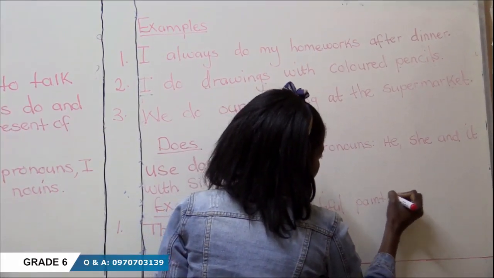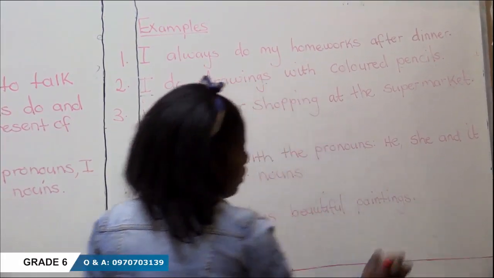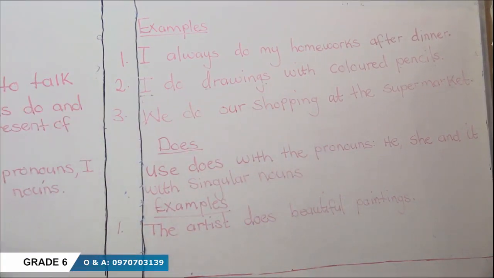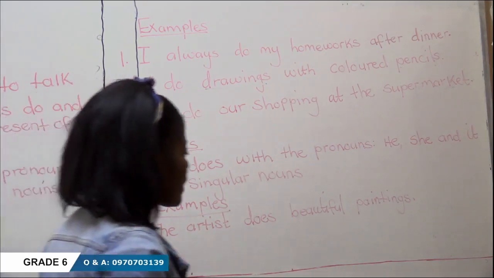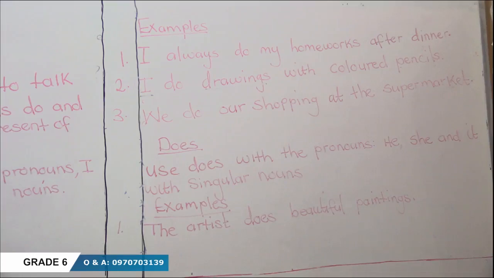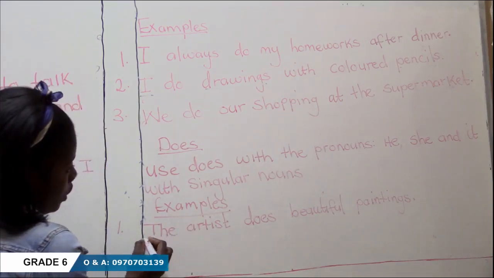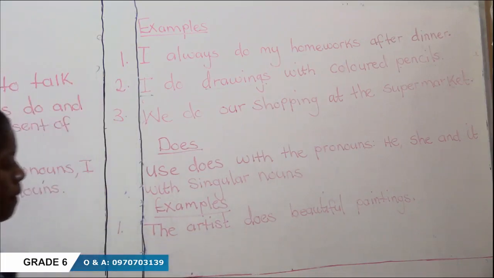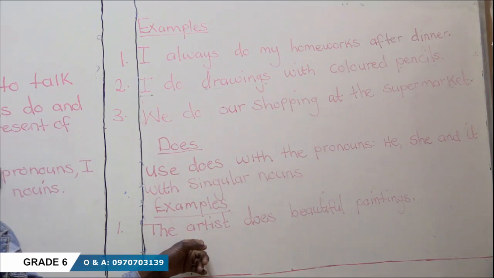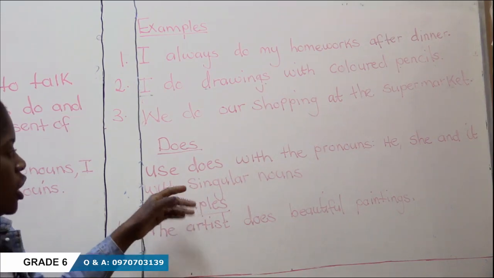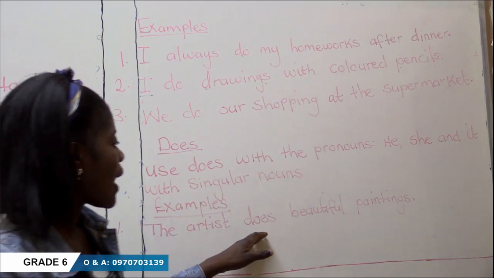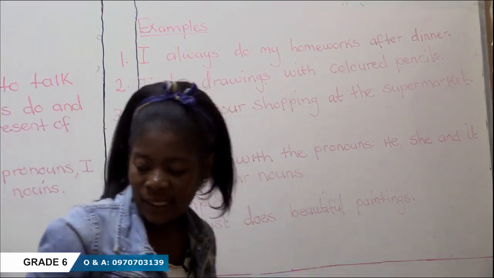Number one, how we use does. Let's read the first example there. The artist does beautiful paintings. The artist does a beautiful painting. So you can see, you're just talking about one artist, since I've said singular noun.